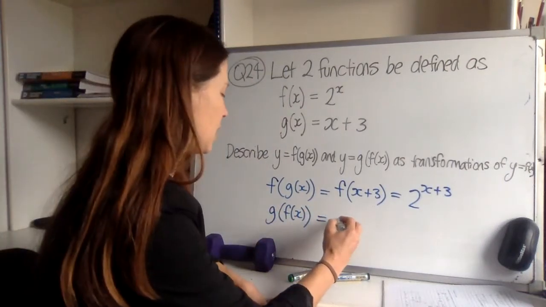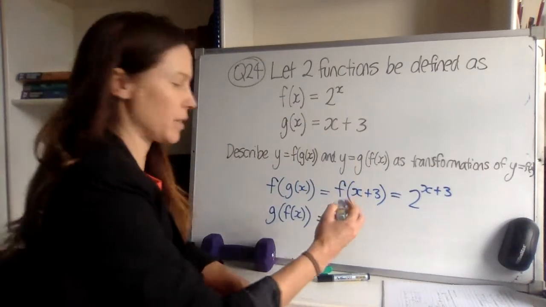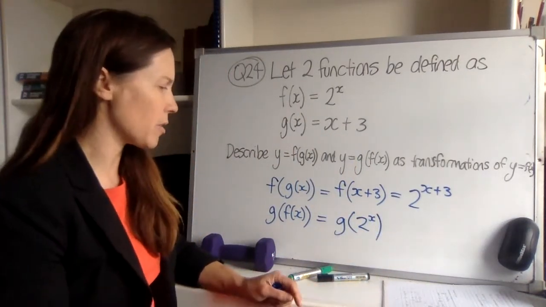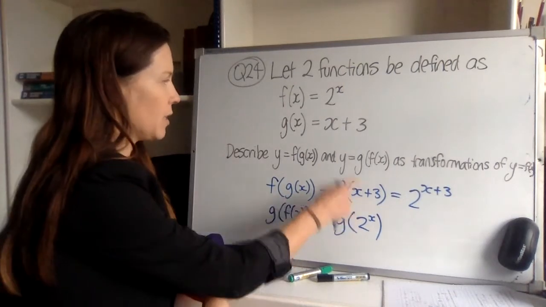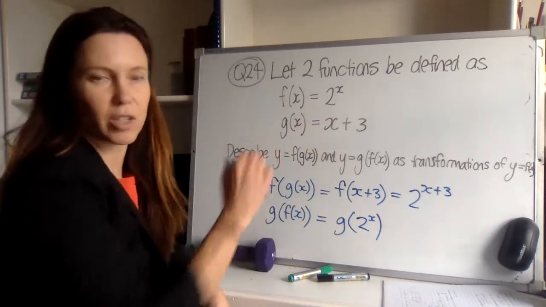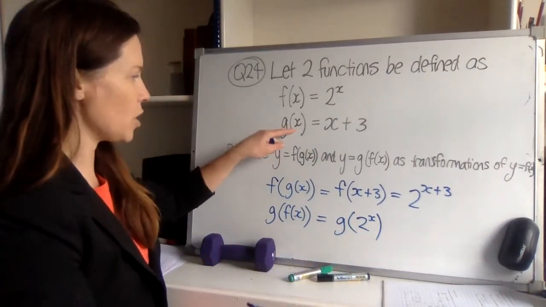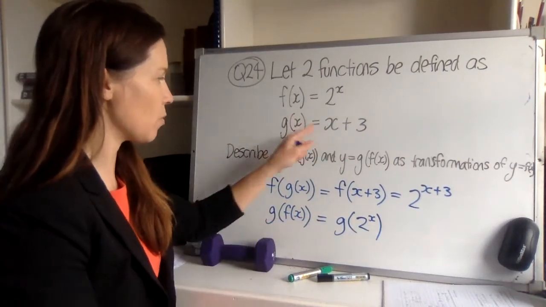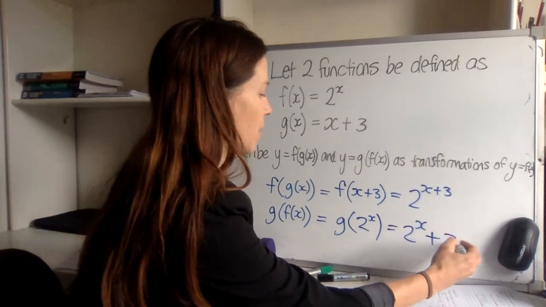This one will be g of, now instead of writing f of x, write down what f of x equals. So this first step here, if you're not sure how to get started with these questions, is really just change the innermost part and write it a different way using the definitions that you're given, and then tidy up the second bit. So if g of x is x plus 3, then g of 2 to the power of x will just be 2 to the power of x plus 3.